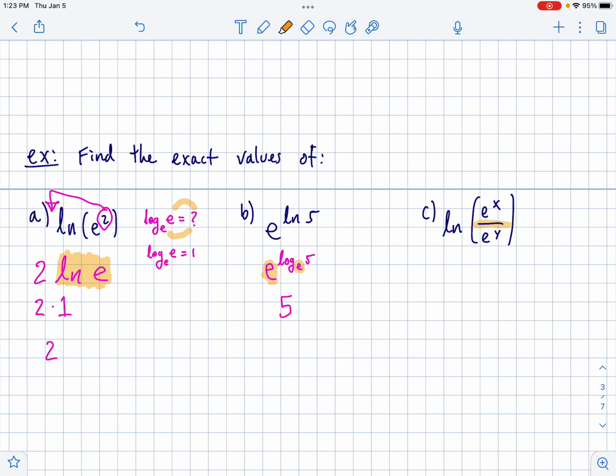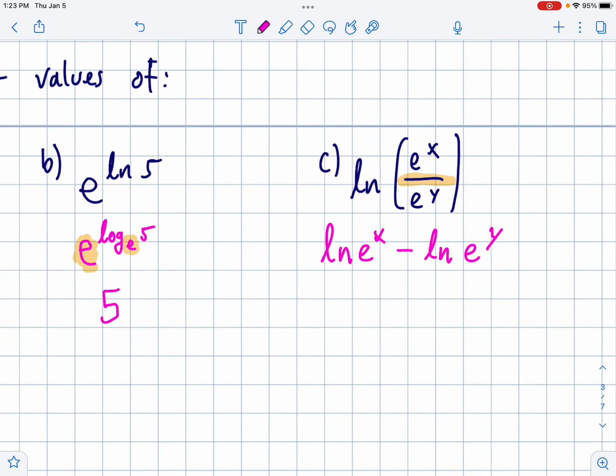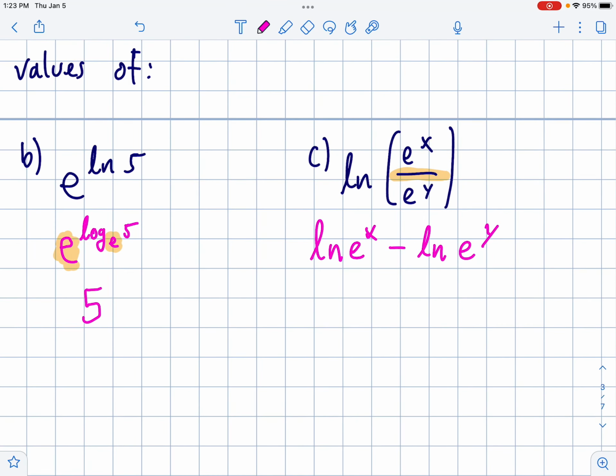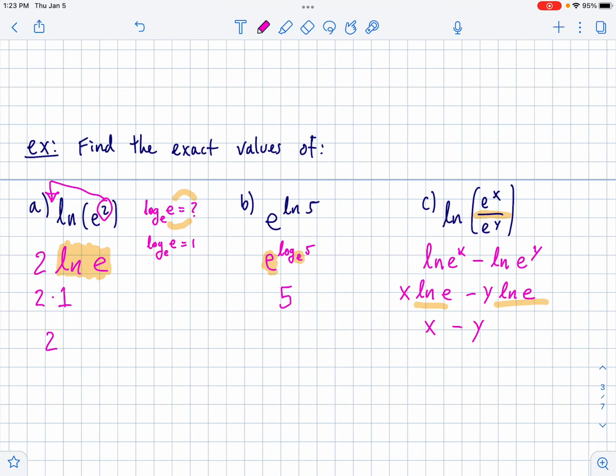On this one, we're going to break apart the division into subtraction. So we get ln e to the x minus ln e to the y. And then you can bring those x's and y's out in front to get x ln e minus y ln e. And then we established in part A that ln e and ln e are both just 1. So this becomes x minus y. That's the exact value.